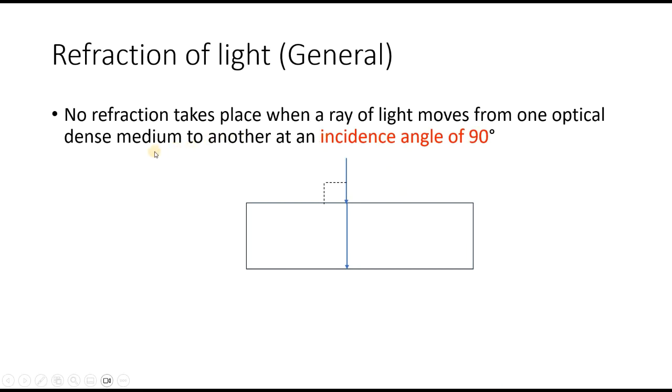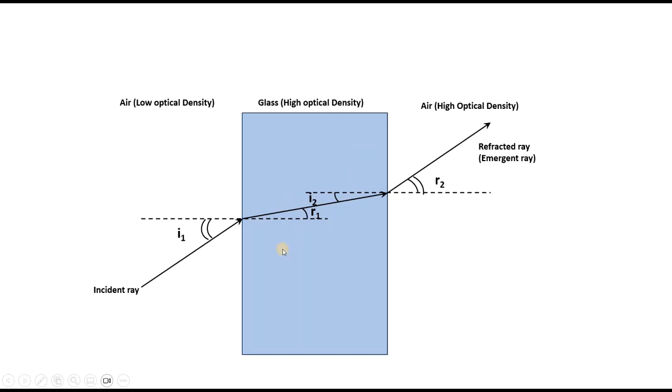You must always also remember that no refraction will take place when a ray of light moves from one optical density medium to another at an incidence angle of 90 degrees, meaning that when this light strikes the new medium at a right angle, it can slow down if this medium has got a higher optical density, but there will not be a change in direction. So the light will just slow down a little bit, but it will continue to move in a straight line. This is just another example.